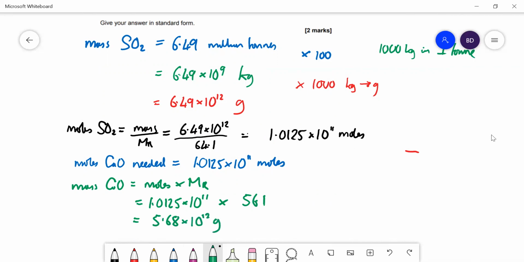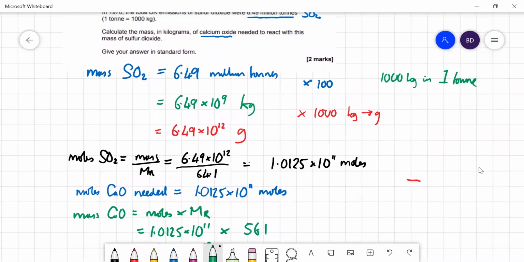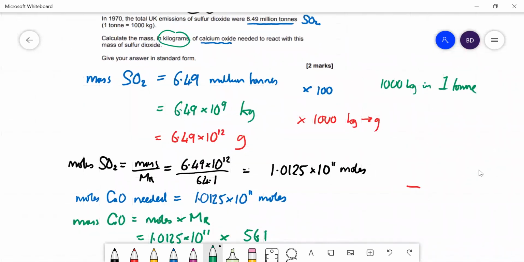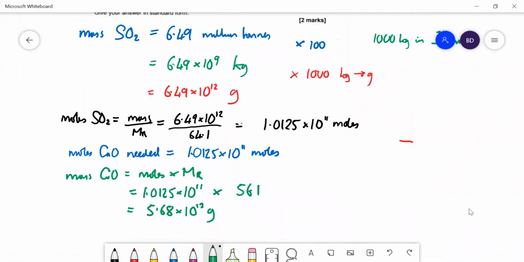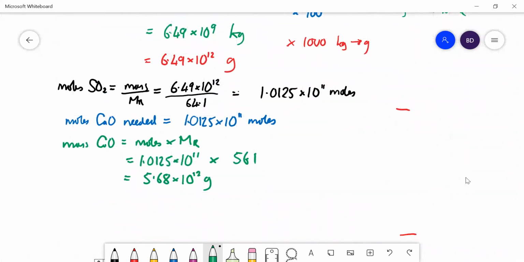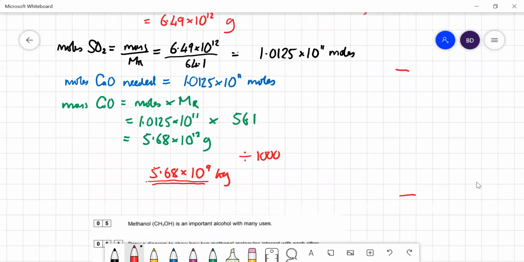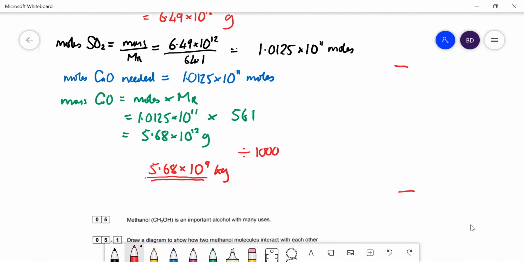The question asks us to give the answer in standard form, and we want the mass in kilograms. So we need to convert this grams here into kilograms. Of course, we divide by 1,000 to get it into kilograms. So that's going to be 5.68 times 10 to the 9 kilograms. That is our final answer. So there's nothing much chemistry there, but it's just being careful with your big numbers and your standard form and so on. That's all you've got to do there.